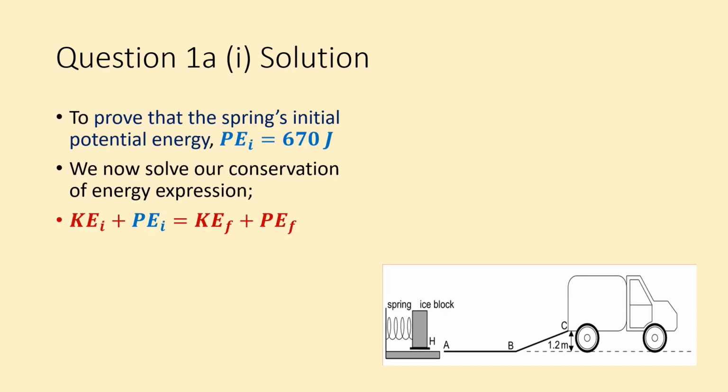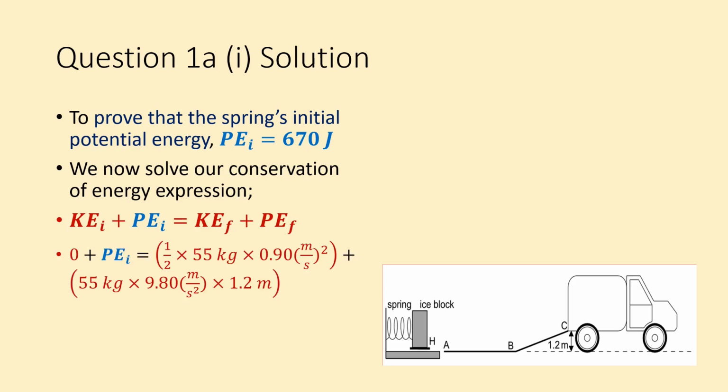All right, so now we can prove that the spring's initial potential energy is 670 joules, and we're going to apply our conservation of mechanical energy expression. Note that PEI is our unknown. We know that we should be getting approximately 670 joules, but now we're trying to solve for it as if we did not know that value, right? So let's apply the concepts that we came up with in the previous slide.